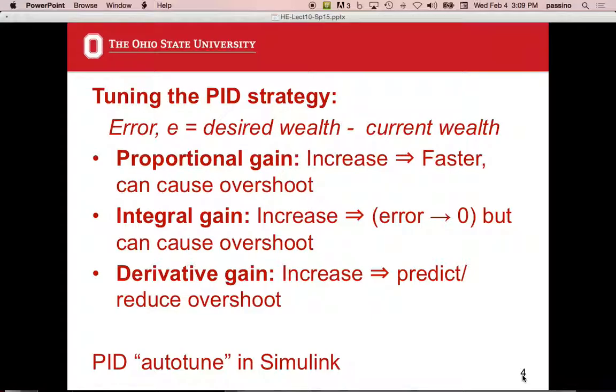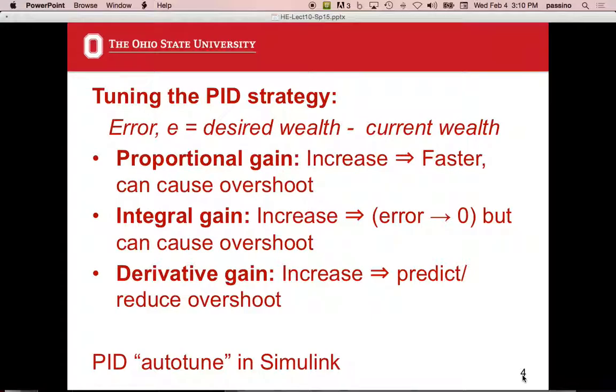This derivative gain has the magical property of predicting into the future and then trying to avoid overshooting. Like in an automobile cruise control problem, if you were trying to move to 55 miles an hour, it makes sure that it doesn't go up to 70 miles an hour, then back down and go like that.